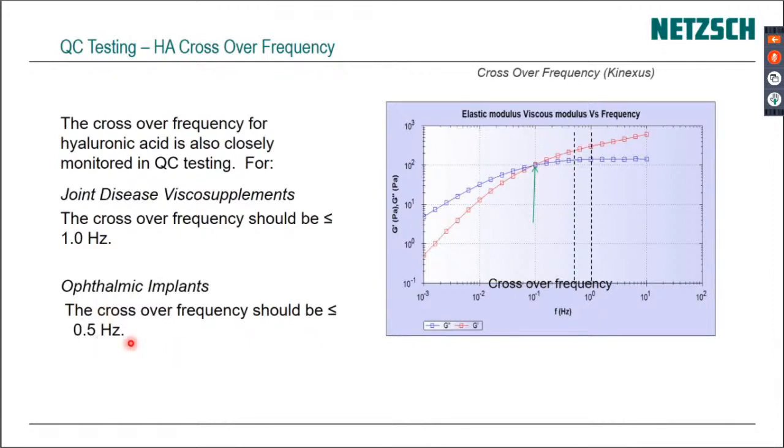And we have ophthalmic fluids. They need to have a crossover frequency of less than 0.5 hertz. I'll speak about that in a minute.